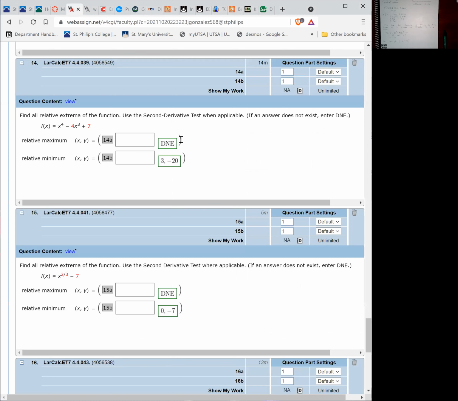There was no max because we could tell from the graph. And we tested both critical numbers. One was 0, which means inflection. One was positive, which means concave up, which implies a minimum. Are there any questions about example 4?